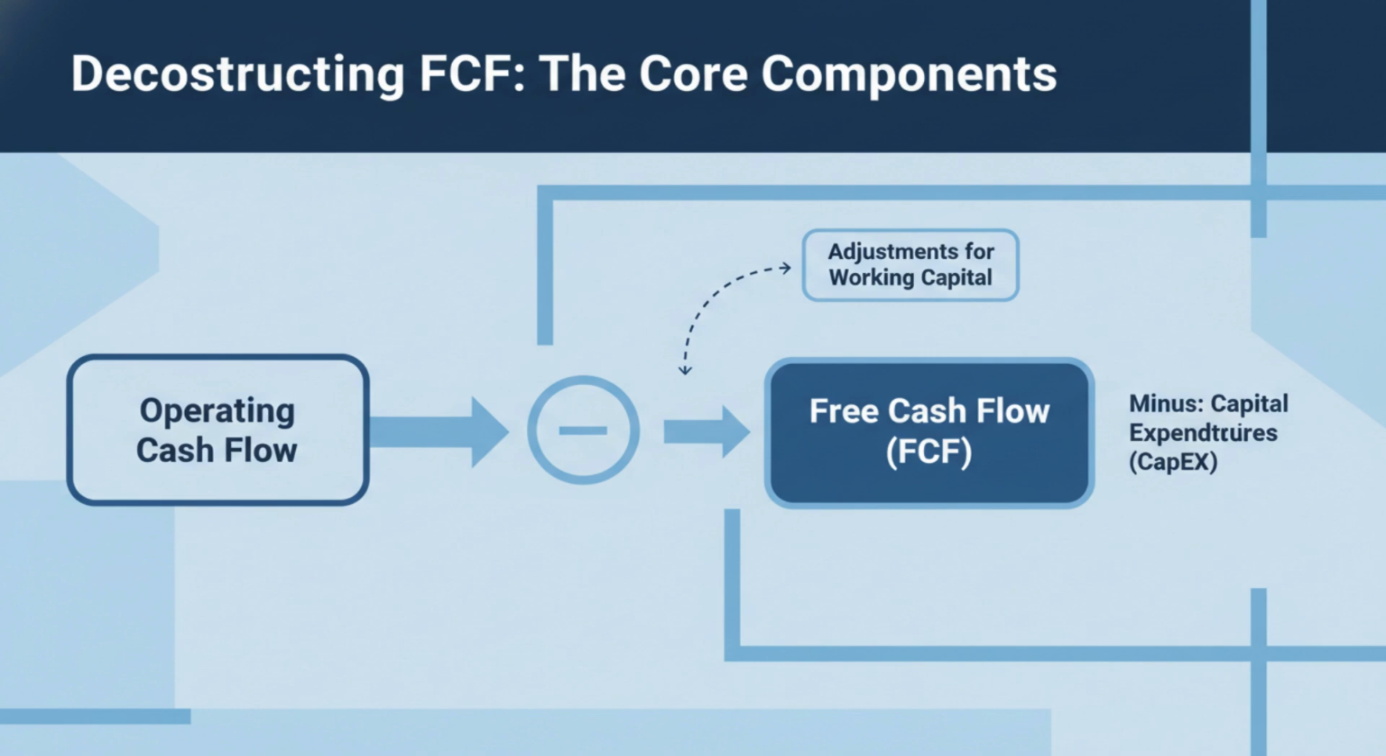Additionally, we make adjustments for changes in working capital, which includes short-term assets and liabilities, like inventory, accounts receivable, and accounts payable. Managing working capital efficiently directly impacts the cash available. By taking these components into account, we pinpoint the actual cash flow available to a company after funding its core operations and necessary asset maintenance.